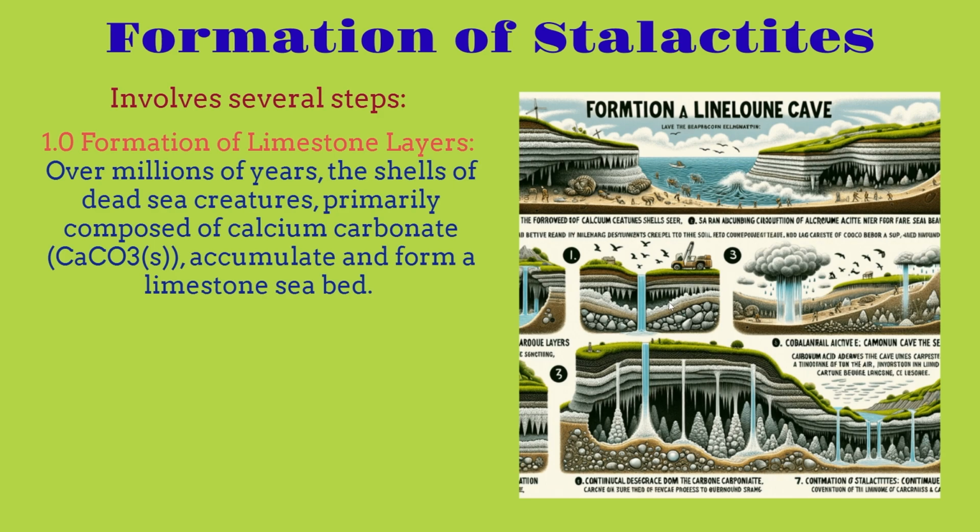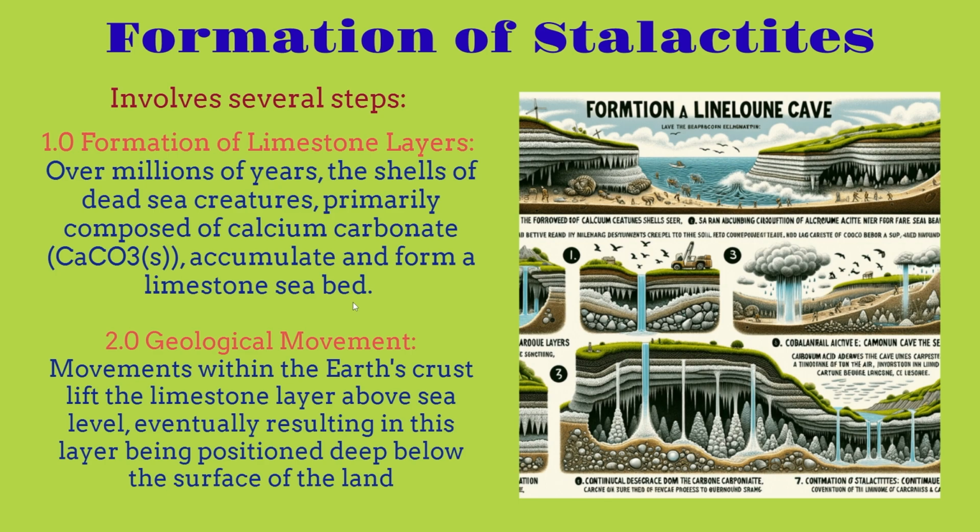So for step number 1, we have the formation of limestone layers. Over millions of years, the shells of dead sea creatures, primarily composed of calcium carbonate, which is CaCO3, accumulate, and then it forms a limestone seabed. If we look at this picture here, on the top, the first image, on this hill you can see all of this is limestone, and this is accumulated over millions of years, when all these dead sea creatures die. This is all of their bones and shells, which is calcium carbonate, which is CaCO3.